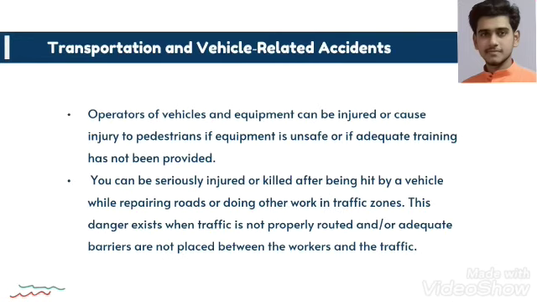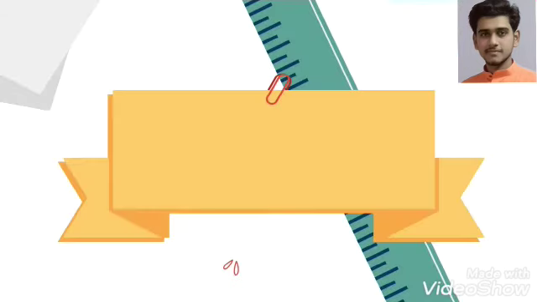Next is transportation and vehicle related accidents. Operators of vehicles and equipment can be injured or cause injury to pedestrians if the equipment is unsafe or if adequate training has not been provided. You can seriously injure or be killed after being hit by a vehicle while repairing roads or doing other work in the traffic zones. This danger exists when the traffic is not properly routed or adequate barriers are not placed between the workers and the traffic.